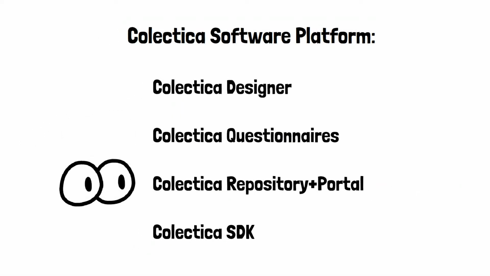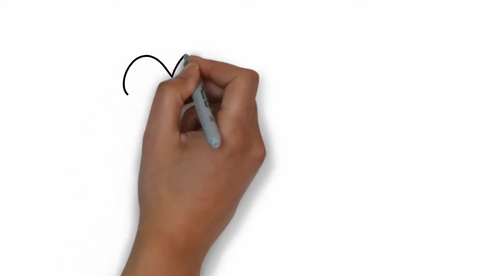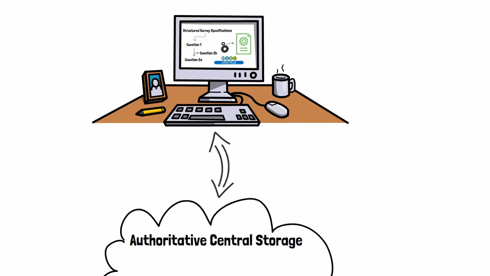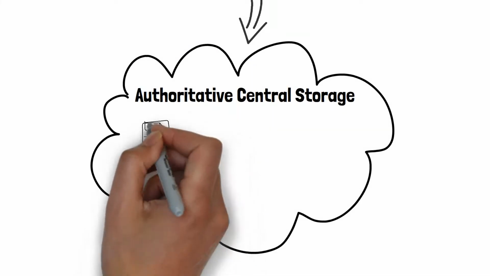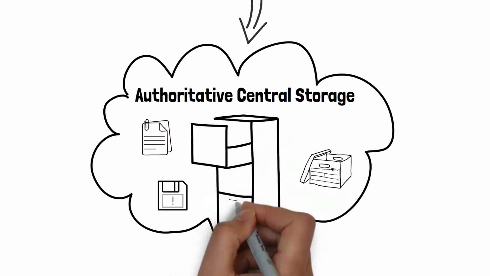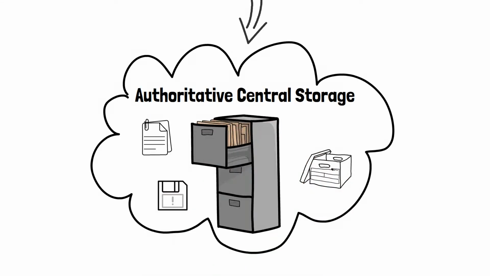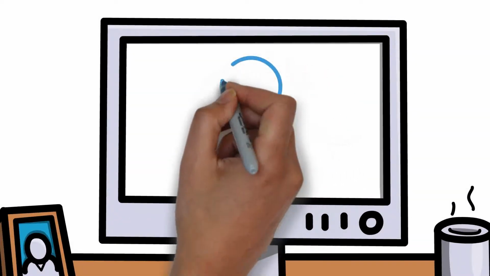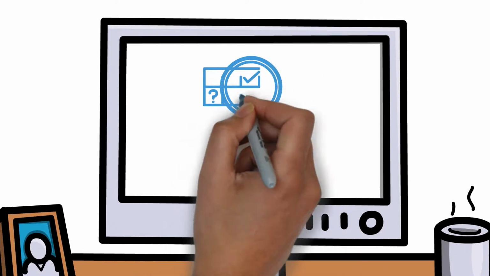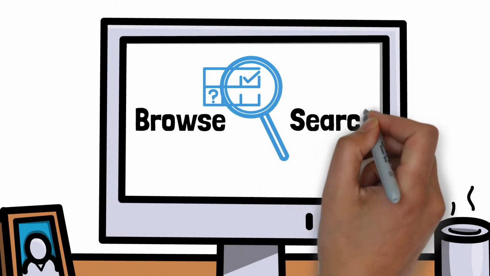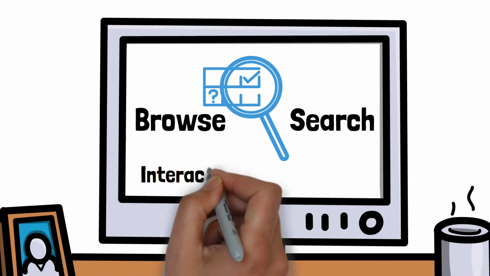Colectica Repository and Portal work together as the server applications, with the repository acting as an authoritative central storage of metadata populated via publishing from any of the Colectica desktop tools. It is the backbone of the Colectica platform, leveraging the Open Data Standards format, making it the ideal solution for centralizing and organizing your multiple, complex, and scattered data sources. The portal is the web front end, powered by the repository's data. It's where internal or public users can browse or search all the information in the repository and interact with that information in multiple ways.